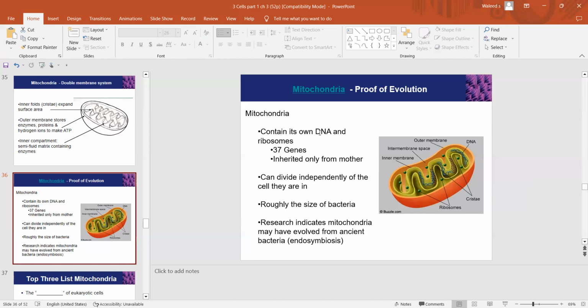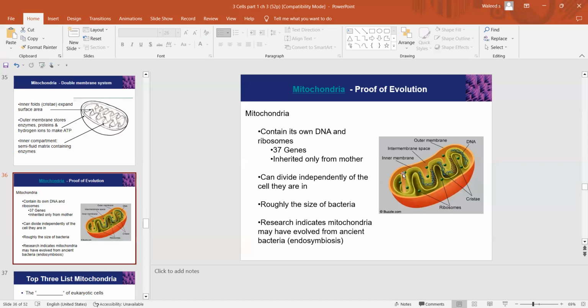If these types, DNA and ribosomes, we call it mitochondrial DNA and mitochondrial ribosomes. These DNA contain 37 genes, and we inherit it from the mother. They noticed that the DNA can divide independently. Not only when one cell makes two cells. The mitochondria itself can double itself within the same cell. So it can divide individually or independently.